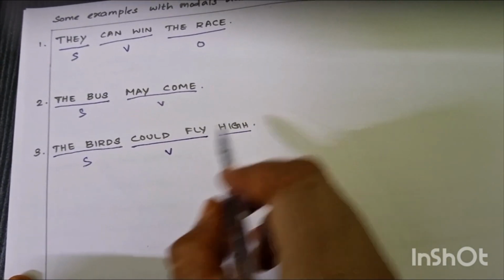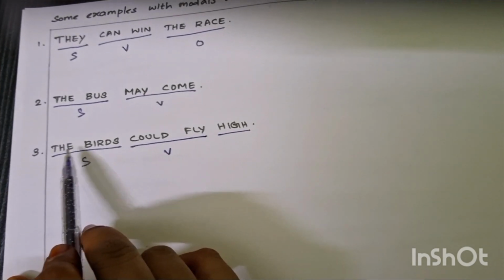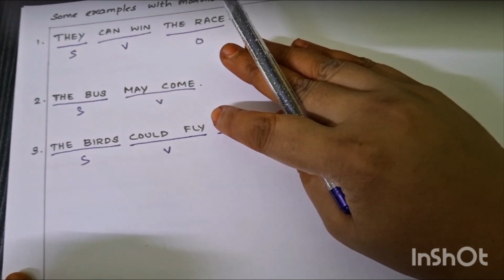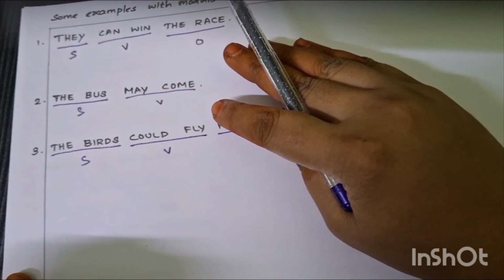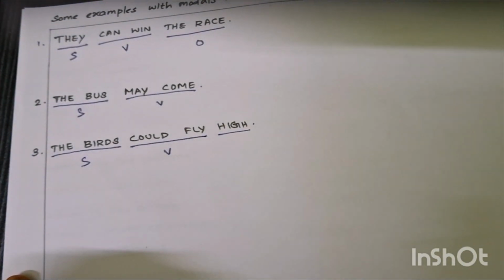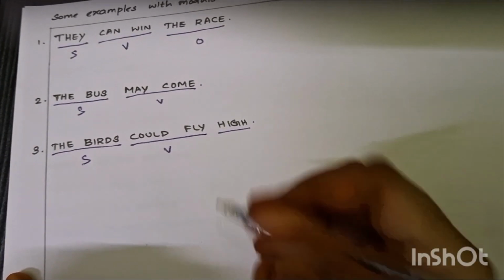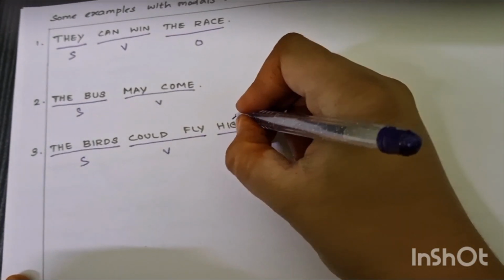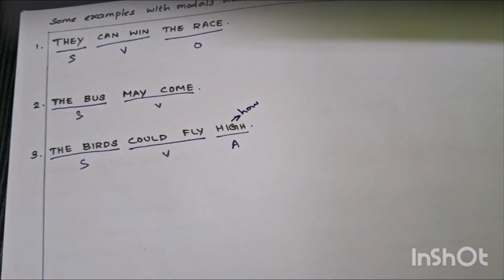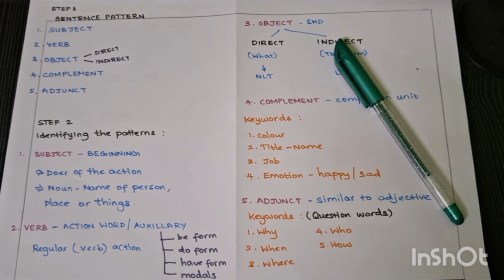And high, see this sentence, the birds could fly high. Hide this high and read the sentence: the birds could fly. Even this gives the complete meaning, but high is an additional unit to the sentence because even adding this gives a complete meaning, removing this also gives a complete meaning, and it also answers the question how they flew. High.